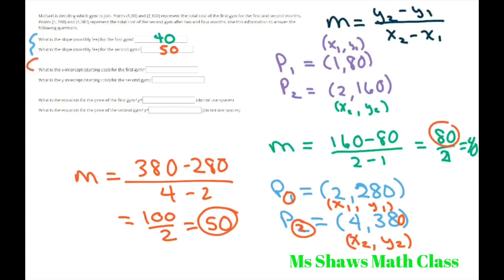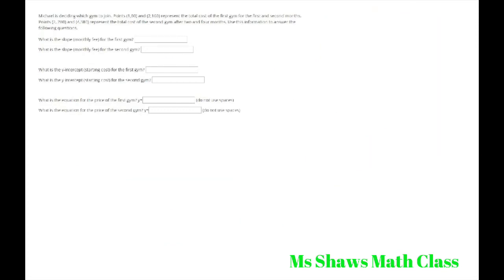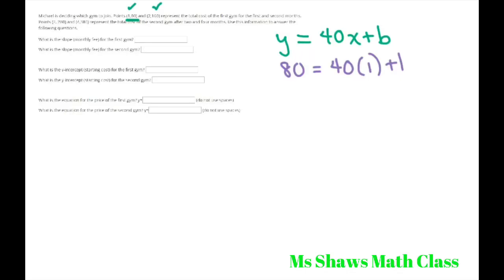All right, now we need to find the y-intercept. So for the first gym, we're going to write it as y equals 40x plus b, and we're going to plug in one of these points. I suggest using the smaller numbers, and you plug in your x and y. So substitute y is 80 equals 40 times your x is 1 plus b, and solve for b. So you get 80 minus 40 equals b. You just subtract 40 from both sides. So 40 equals b. So that's the y-intercept. That's your initial cost, starting cost.